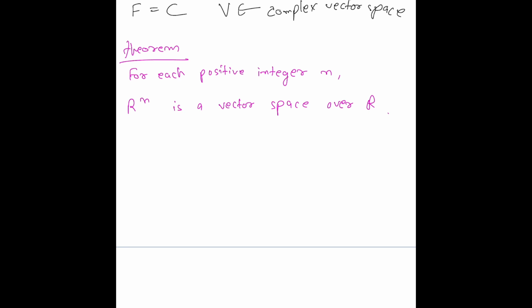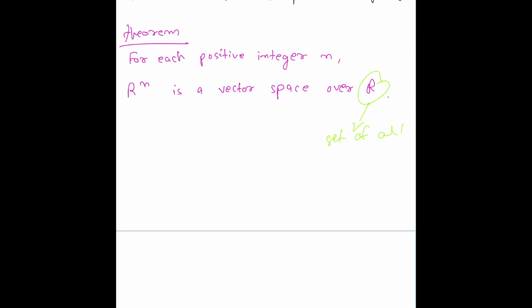We have gone through the Cartesian space. This is for the real numbers. Rn is a vector space over R, where R is the set of all real numbers. So this theorem basically says that for each positive integer n, Rn is a vector space over R. If some example asks for a vector space over R, you can say lots of different ones, R1, R2, R3. It's basic knowledge. Then we go with the next theorem.